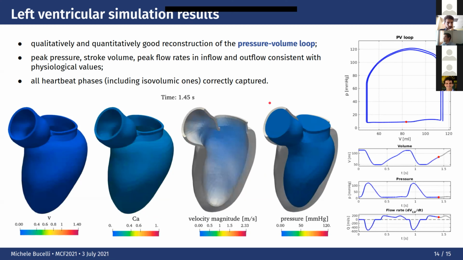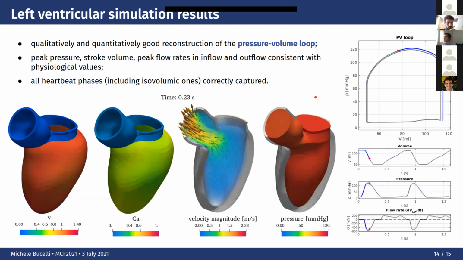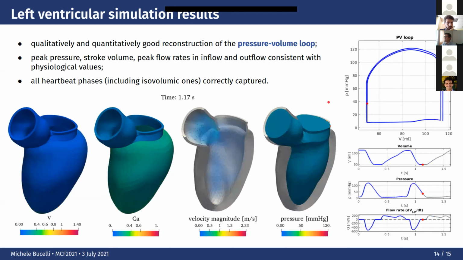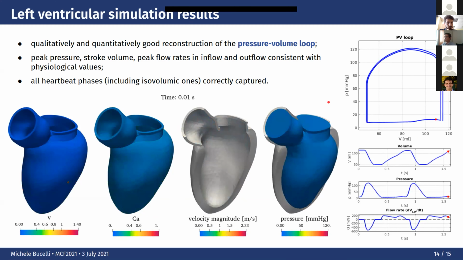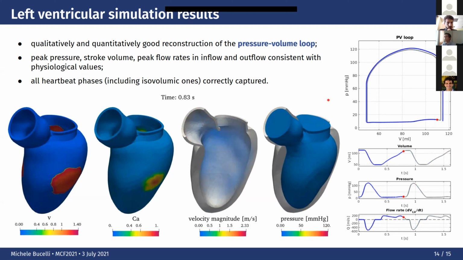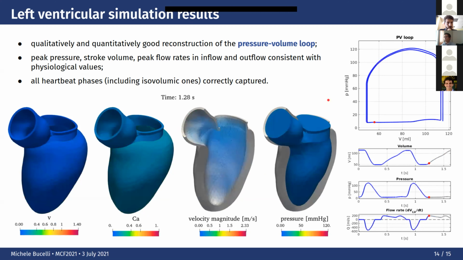I've also reported here the pressure-volume loop and volume and pressure plots, and from these plots we can see how some relevant biomarkers are quite correctly captured by the model, especially concerning the peak systolic pressure or stroke volume, or even inlet and outlet flow rates.